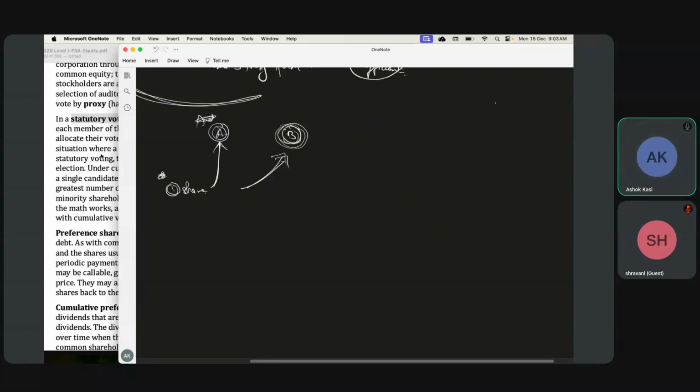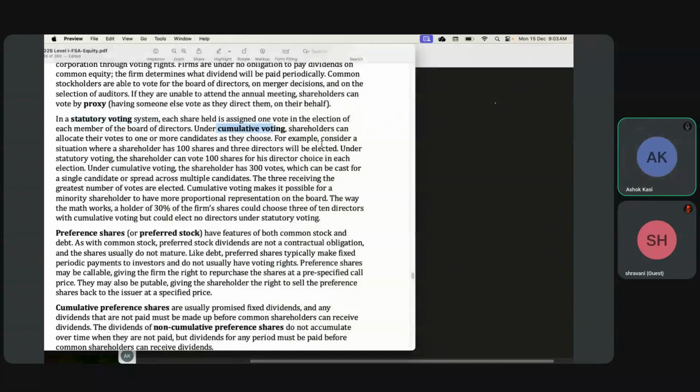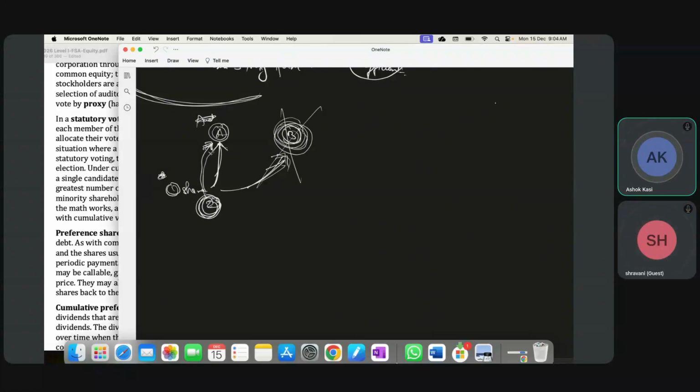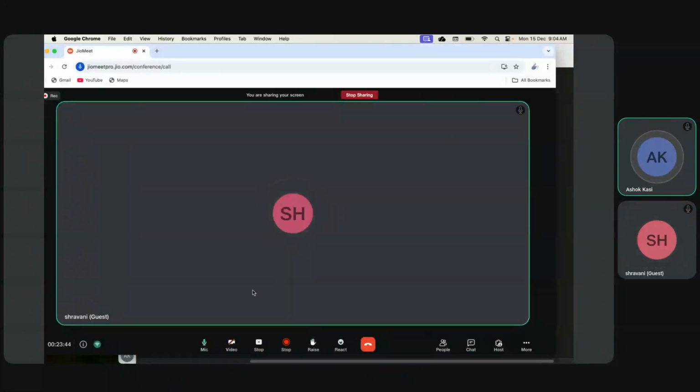That is statutory voting. Cumulative voting means you may say, I don't like B, I don't want to vote for B. Because there are two people, cumulatively you have two votes. Now those two votes you can cast for A. So cumulatively you have two votes, and you will cast both for A and not cast any vote for B.